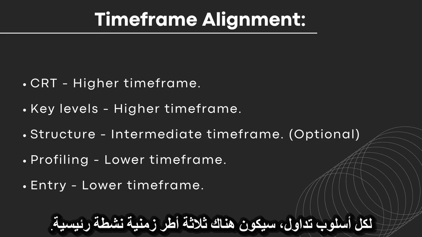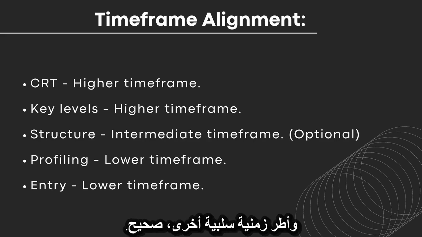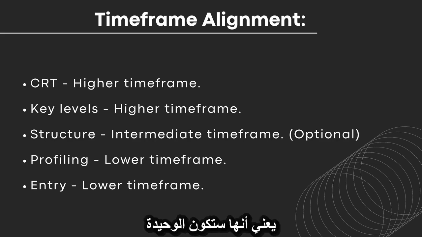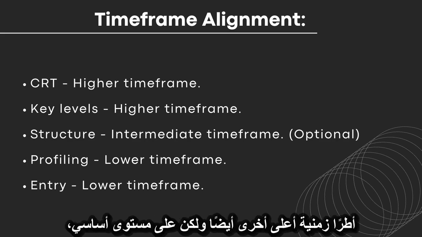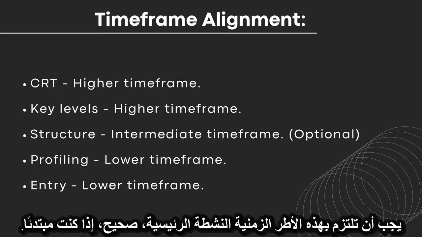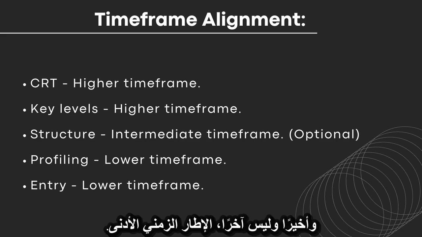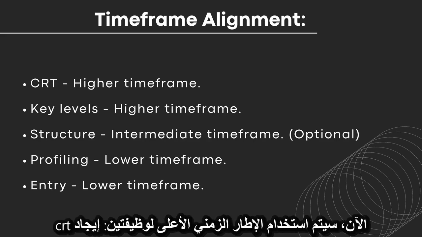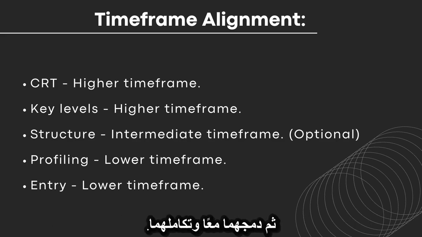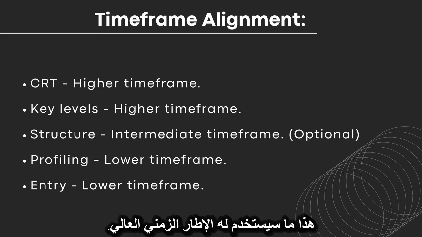For each style of trading, there are going to be three main active time frames and other passive time frames. It doesn't mean that these are the only ones you're going to use. You're still going to use other higher time frames too, but on a basic level, if you're a beginner, you should stick to these main active time frames. Now we've got the higher time frame, the intermediate time frame, and last but not least, the lower time frame. The higher time frame is going to be used for two functions: for finding CRT and for finding key levels, and then merging and integrating them together.